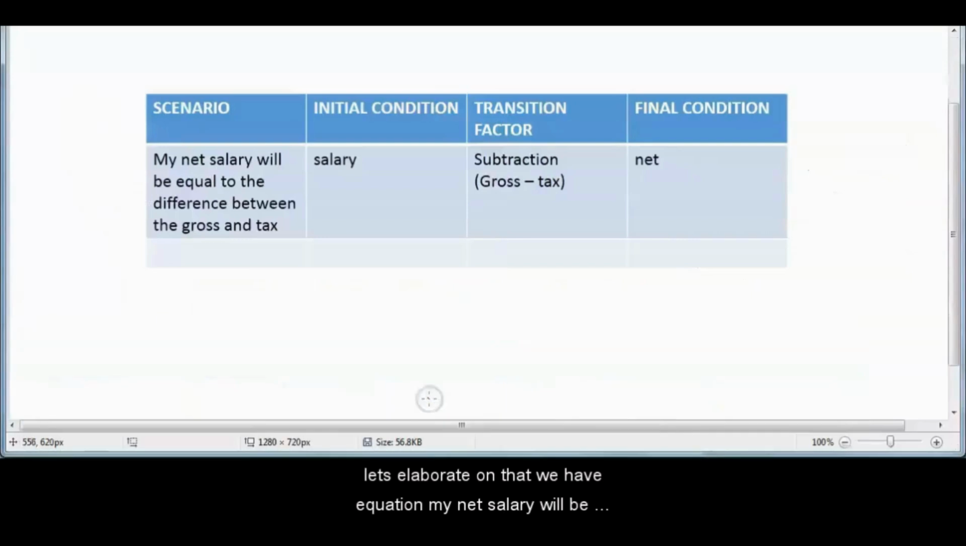Let's elaborate on that. We have a question here. My net salary will be equal to the difference between the gross salary and tax. We are expected to derive a simple equation from this statement. The first thing you might want to do is to divide the whole sentence into two equal parts by using a dividing factor or transition.